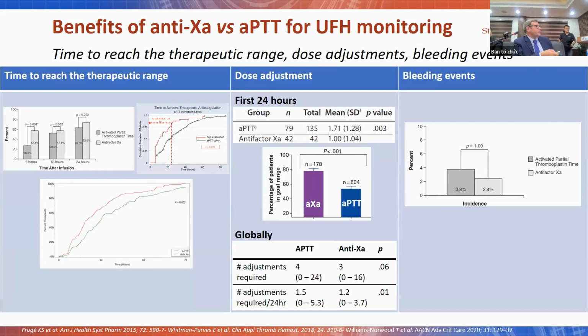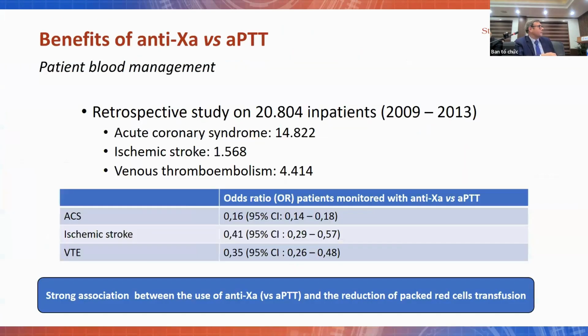There are also some benefits in terms of time to reach the therapeutic range, which is more rapidly achieved when you use anti-IIa versus APTT. There are also fewer dose adjustments, especially in the first 24 hours of treatment. And there are also fewer bleeding events when the unfractionated heparin is monitored with the anti-IIa. Also, from a patient blood management perspective, there is a reduction in the need for red blood cell transfusions when you use anti-IIa versus when you use APTT.